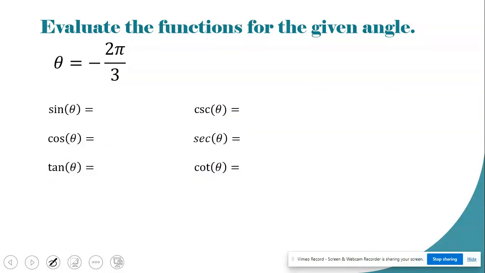All right. What happens if I ask you to go negative 2 pi over 3? So switching the direction.